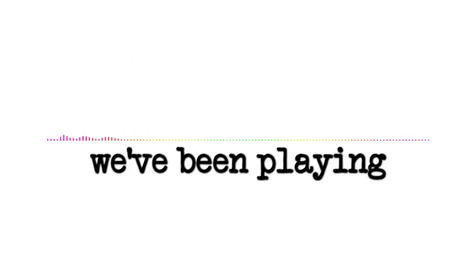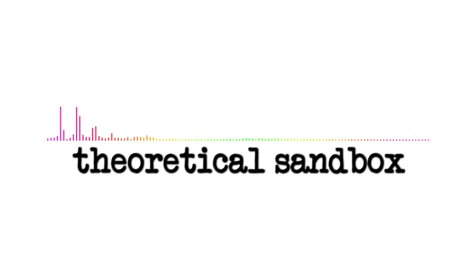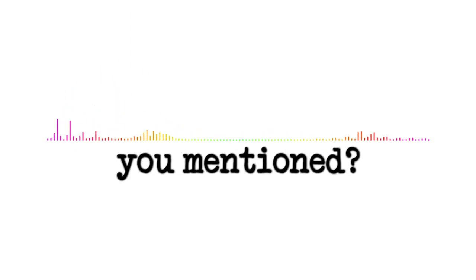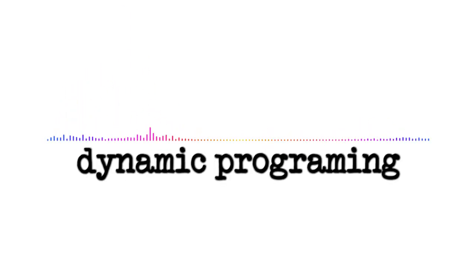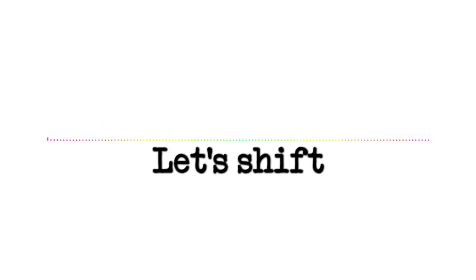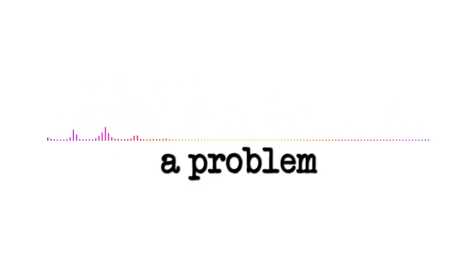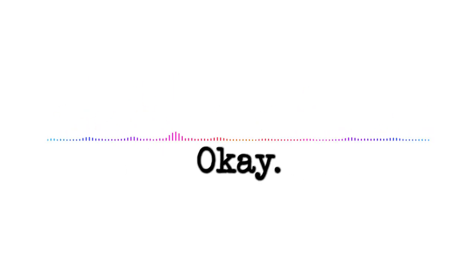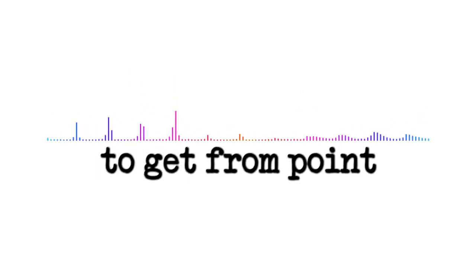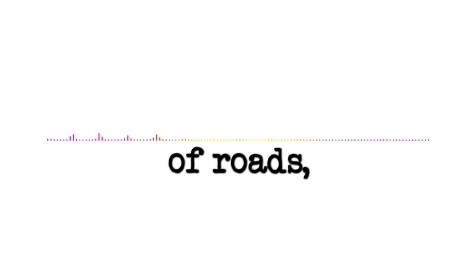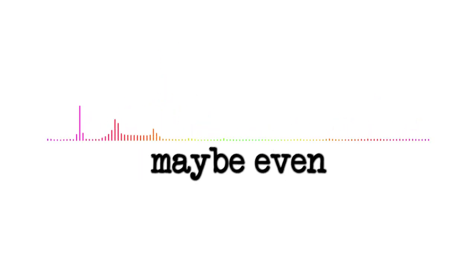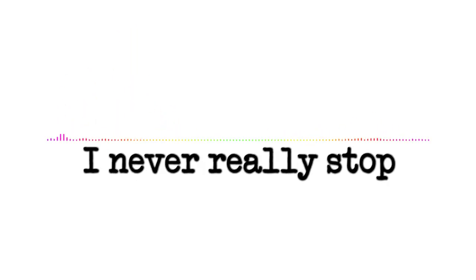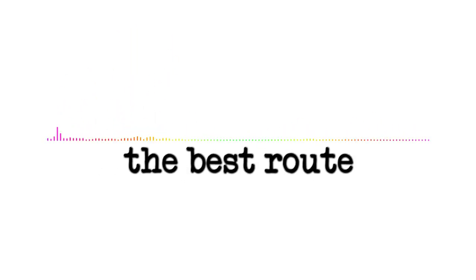But so far, we've been playing in the theoretical sandbox of Fibonacci numbers. What about those real-world problems you mentioned? Where does dynamic programming actually make a difference in our lives? Let's shift gears and talk about a problem you probably encounter every day. Finding the shortest path. Imagine you're using Google Maps to get from point A to point B. You have a whole network of roads, intersections, traffic lights, maybe even some construction detours. I use Google Maps all the time. I never really stopped to think about how it actually figures out the best route so quickly.